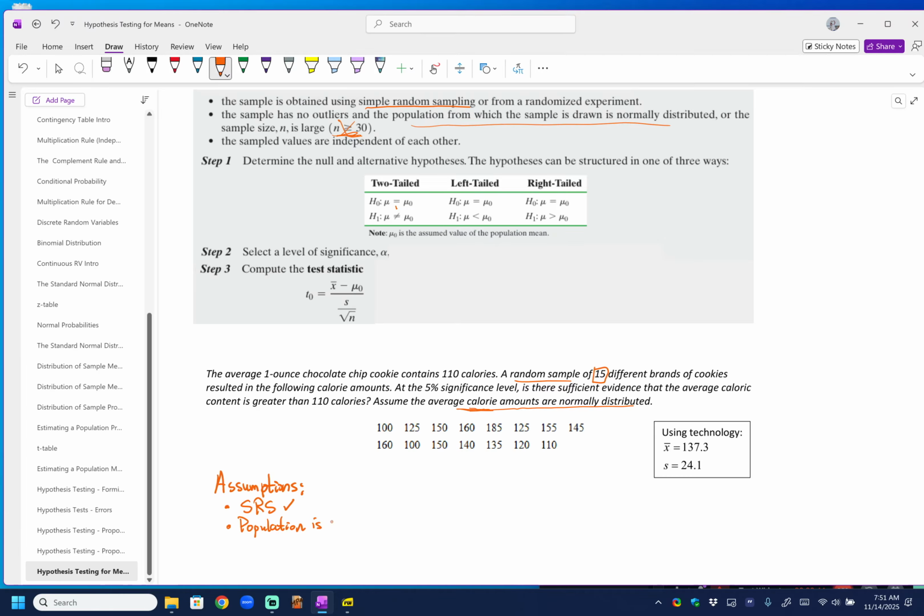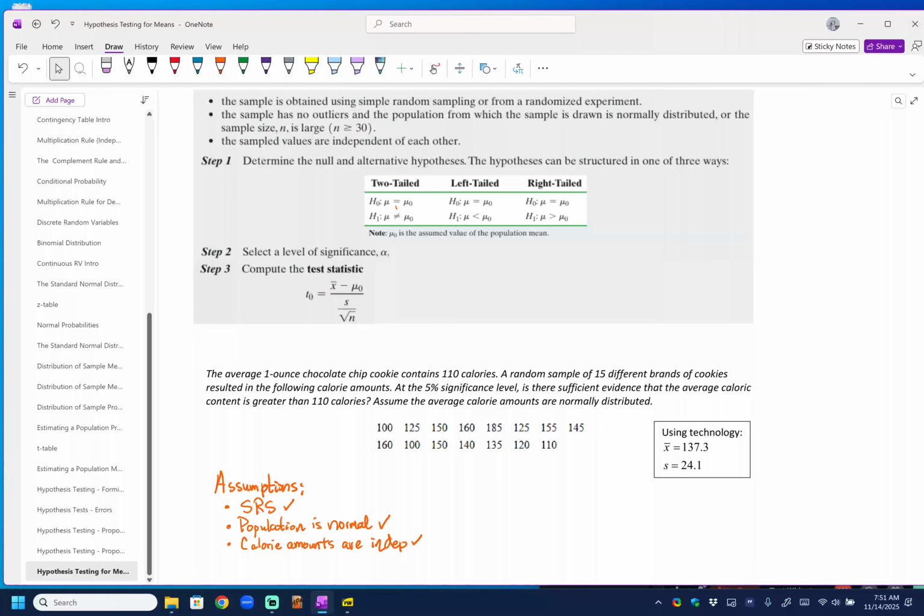As usual, if the population is normal, then we know that the sampling distribution is normal. Lastly, we're looking for independence among the calorie amounts, and that is true. Every cookie has its unique calorie amount, and it doesn't have any probabilistic effect on each other. Therefore, we can go ahead and use our hypothesis tests.